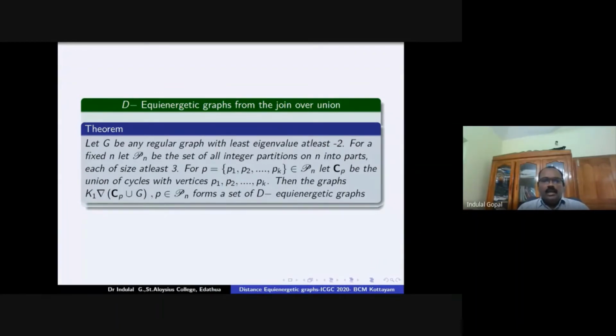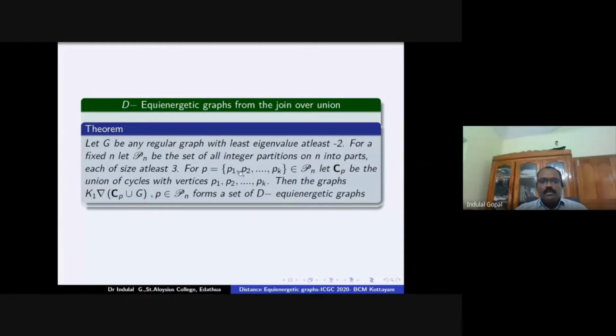Let G be any regular graph with least eigenvalue at least -2. In fact, there are several regular graphs with the least eigenvalue at least -2, and they are line graphs of regular graphs. You take any regular graph, then their line graphs have least eigenvalue at least -2. The cocktail party graphs and complete graphs are all graphs whose least eigenvalue is at least -2. Then for a fixed n, let script Pn be the set of all integer partitions of n into parts, each of size at least 3.